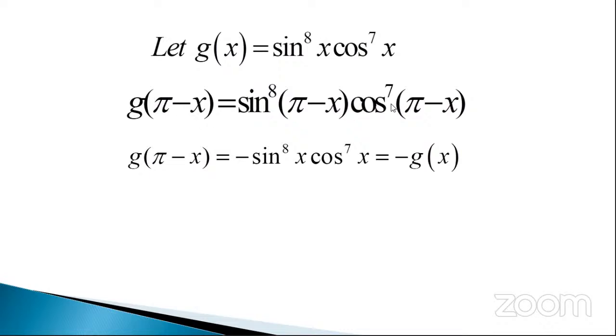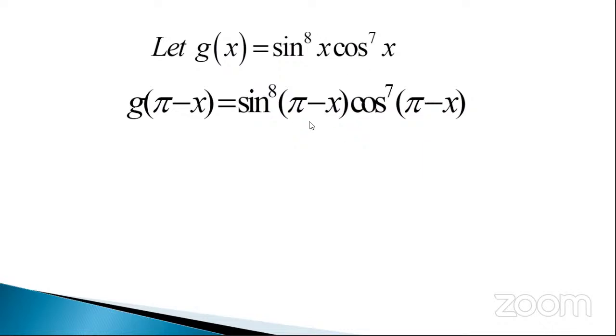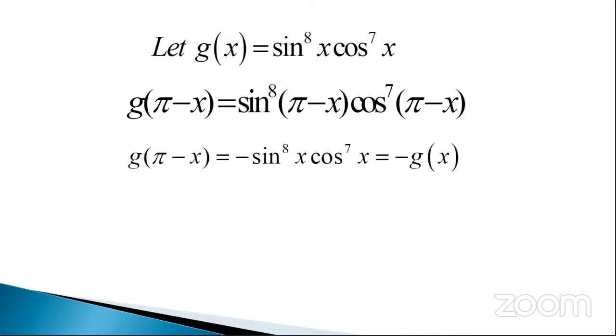Sin of 180 minus theta is sin theta, whereas cos of 180 minus theta is minus cos theta. Am I clear? In the second quadrant, all silver teacups, all silver. Silver means sine. Sine is positive, cos is negative. That's why this value becomes positive sine, and this value becomes negative. Cos to the power of 7 is there, so the value is negative. It is minus g of x.